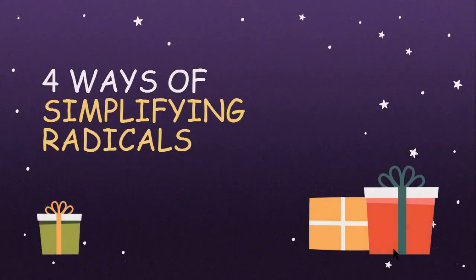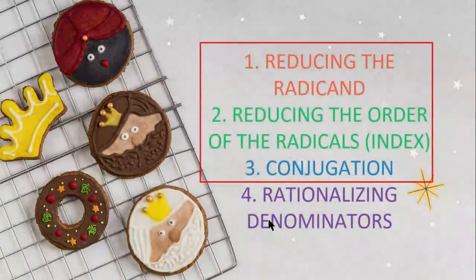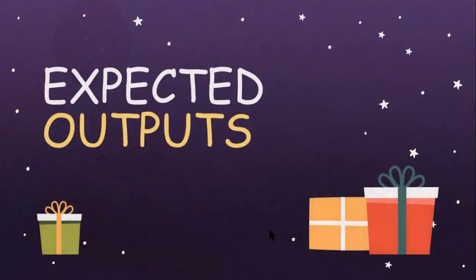And then we have four ways of simplifying radicals. And last time we have tackled the first two methods, which are reducing the radicand and reducing the order of the radicals. And this week we have tackled the third and fourth methods in simplifying radical expressions, which is the conjugation and rationalizing denominators.